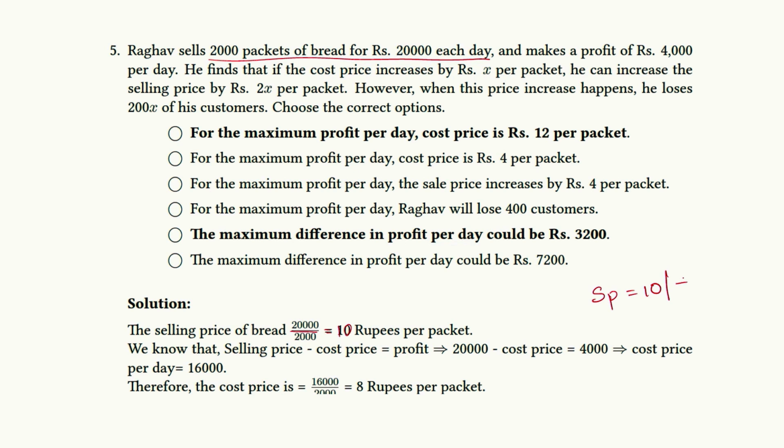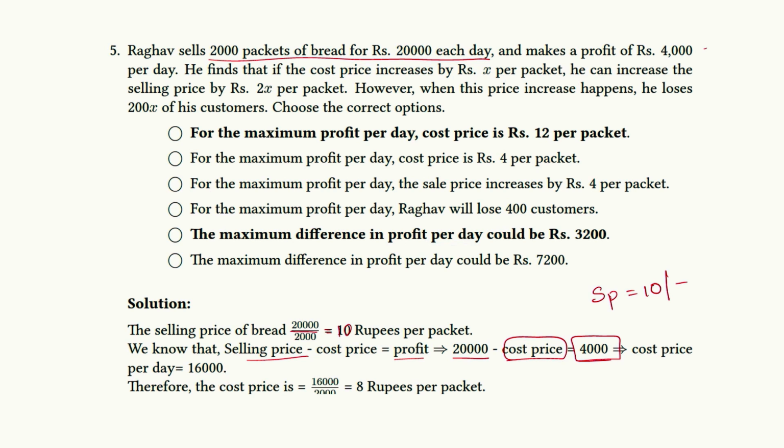Now he makes a profit of rupees 4,000 per day. So we know that selling price minus cost price gives us the profit. We know selling price is 20,000 and the cost price we have to find. We know that profit is 4,000. So from this we can get the cost price, which will be equal to 16,000 per day.